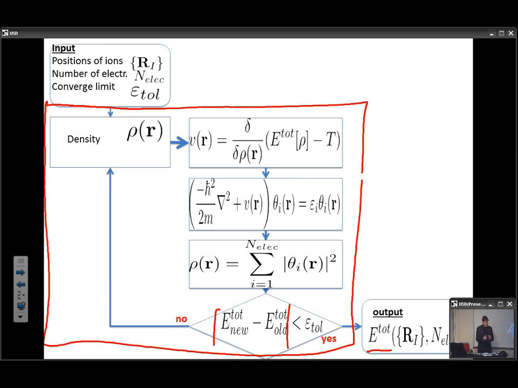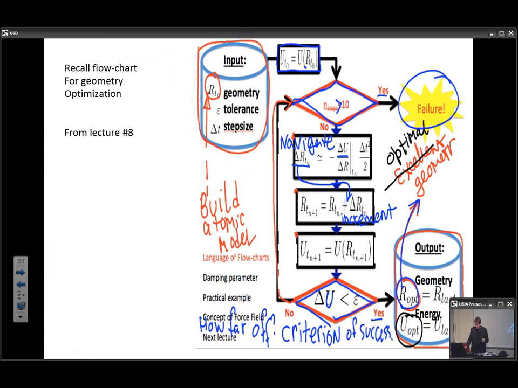As a part of this procedure, we left a black box. That meant that from somewhere, we do not know where, we are getting the total energy of the system as a function of positions. So this was, I think, lecture number 8, and it is what we were drawing.